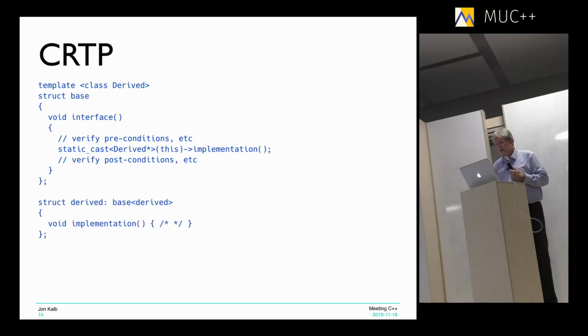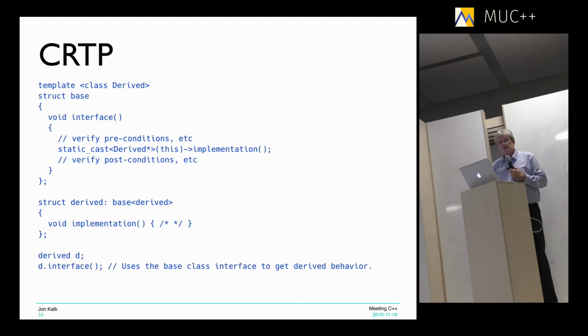So the way we would then implement this is an implementation implements from the base class, templated on its own type, and then we can put anything we want in the implementation. So then we just create a derived object we call interface. We call against the base class type, but the implementation is actually in the derived class. Okay? And that is the curiously recurring template pattern specified.